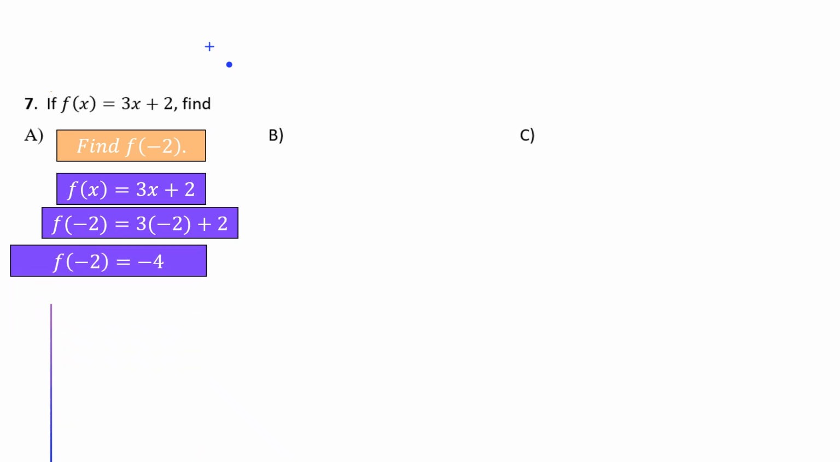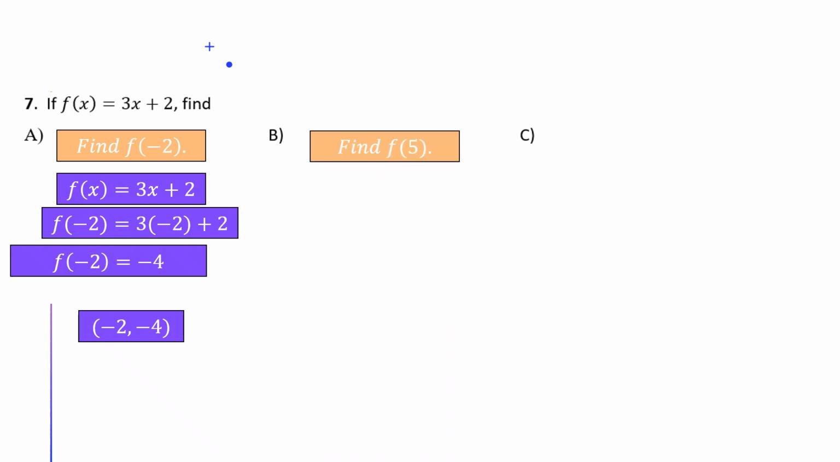And you could actually write that as an ordered pair as well. So if I wrote it as an ordered pair, I would be looking at the point negative 2, negative 4. Because remember, negative 2 is my x value. Negative 4 is my function value or my y value in this case.